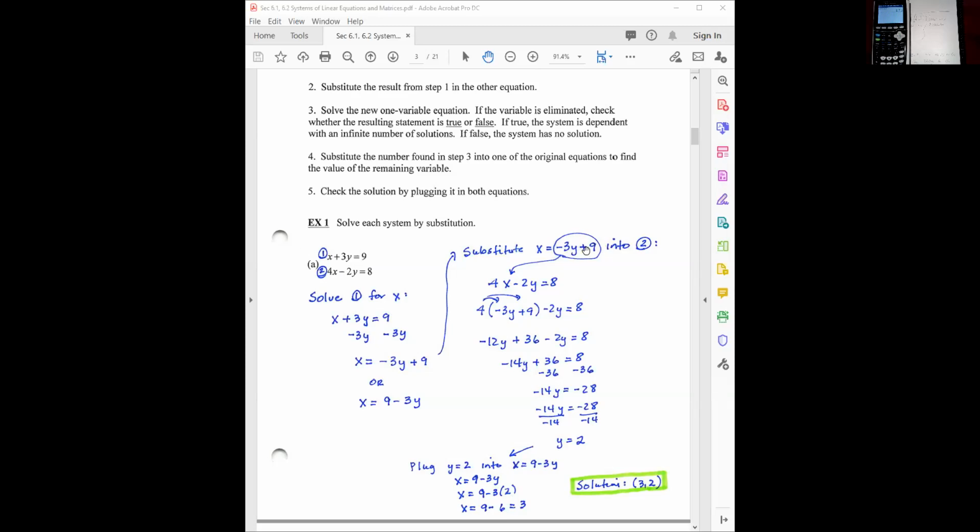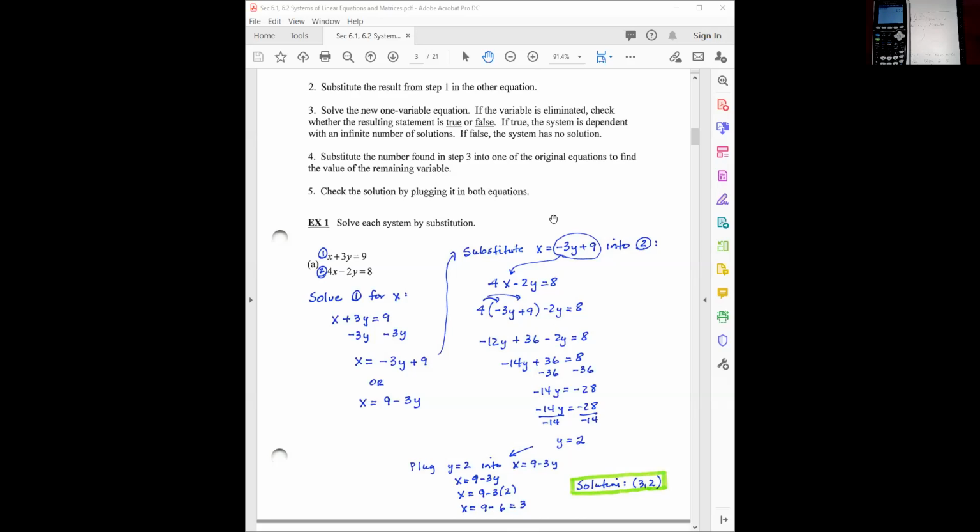So this is now x that goes in there. Distribute the 4, and then you solve for y. All these next steps are just solving for y. Eventually you get to y is 2. Again, plug that into 1 or 2, doesn't matter, and you solve for x. So x is 3, y is 2. So you can do substitution, you can graph it, or you can do elimination, or you can use a matrix.